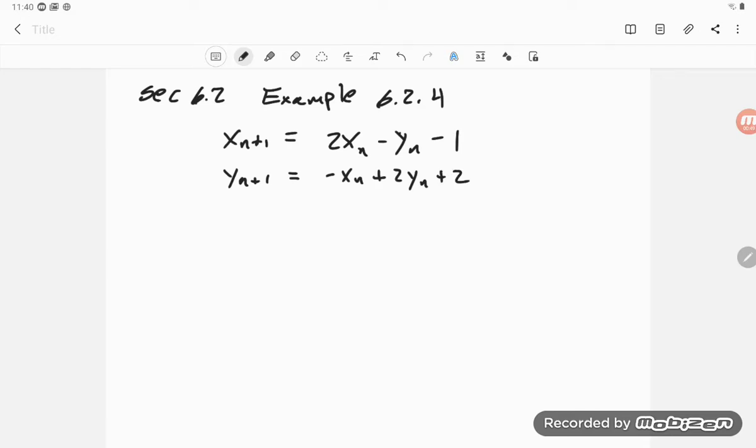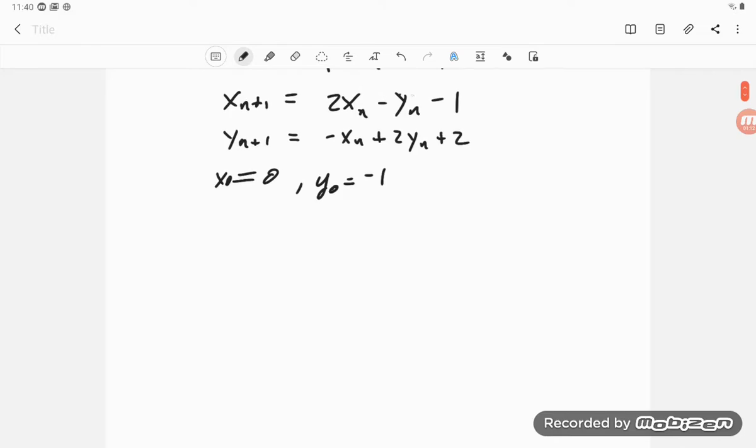And in a lot of ways, this mimics the idea of differential equations, so it's really a similar concept going on here. They tell us that x_0 equals 0 and y_0 equals -1. And so to do this, we can take this part and write it as a matrix, and then the constants we can do as a matrix.